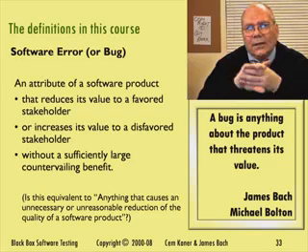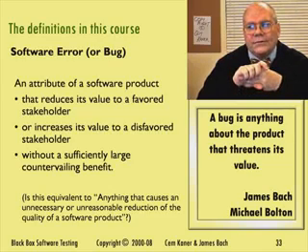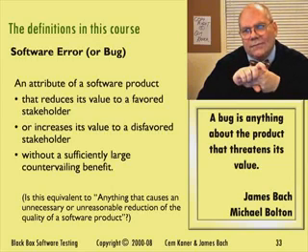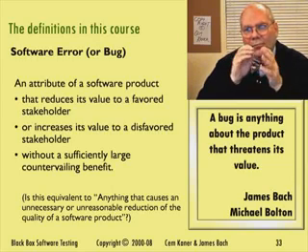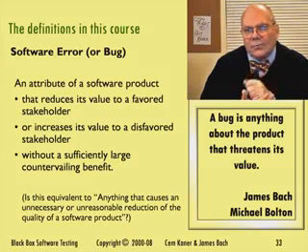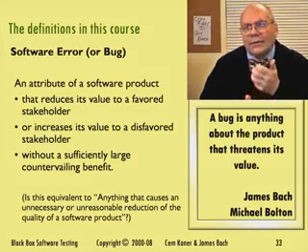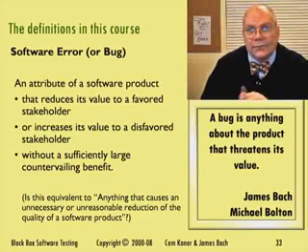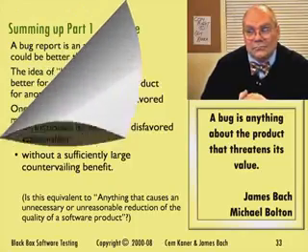James Bach and Michael Bolton present an abbreviated version of this definition, which is a bug is something that threatens the value of the product. Now, the important abbreviation is that value of the product is always value of the product to someone. In some cases, with disfavored stakeholders, the threat is that the value will be too high instead of too low.